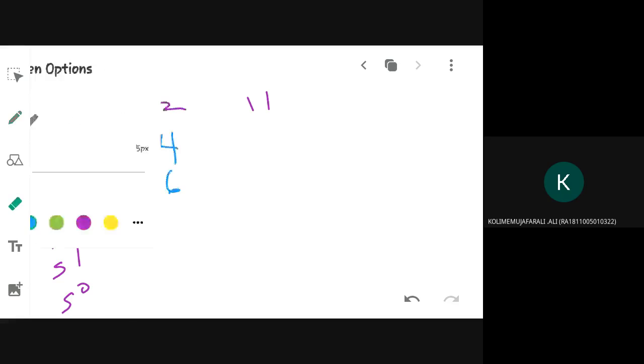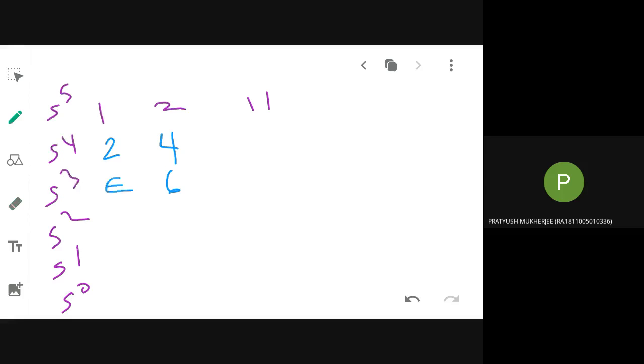Okay, now I will rewrite the Routh array. 1, 2, 11: s to the power 5, s to the power 4, s to the power 3, s to the power 2, s to the power 1, s to the power 0. What will be the next row? 2, 4, 10. Earlier there was one 0; now I am going to replace that 0 by epsilon. Now formulate the Routh array and complete it.